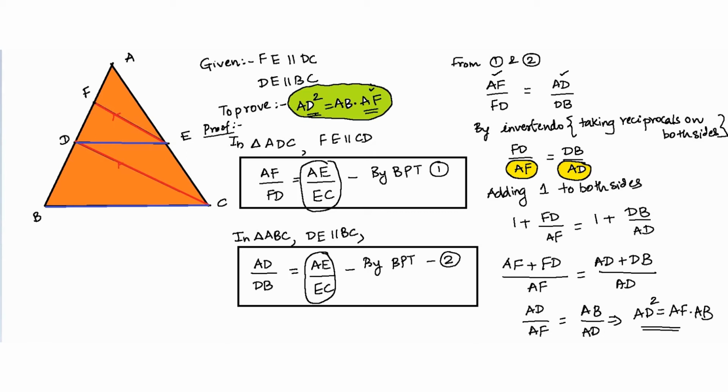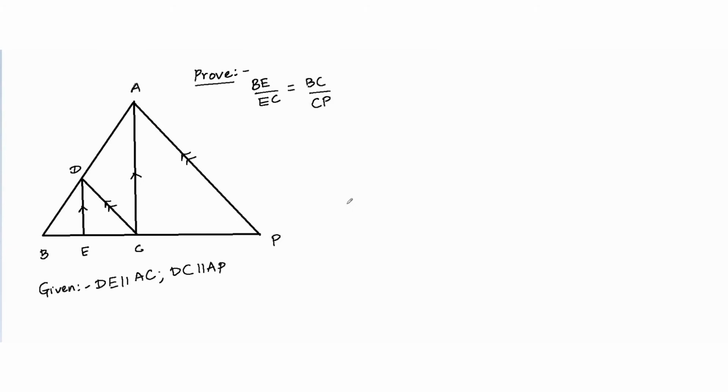Moving on to the next question. Let us consider the following problem now. In this triangle, a set of parallel lines are given. It's given that DE is parallel to AC. So let us mark these two lengths with the same color. So DE is parallel to AC. That's given to me. And it's also given that DC is parallel to AP. Right? These two lengths are also parallel to each other.